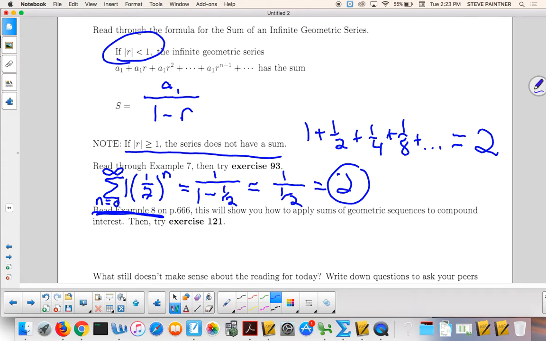Okay, the last problem is an applied problem, and it's exercise 121. And it's kind of difficult, so I'm going to walk through it a little bit slowly. Let me scroll down.